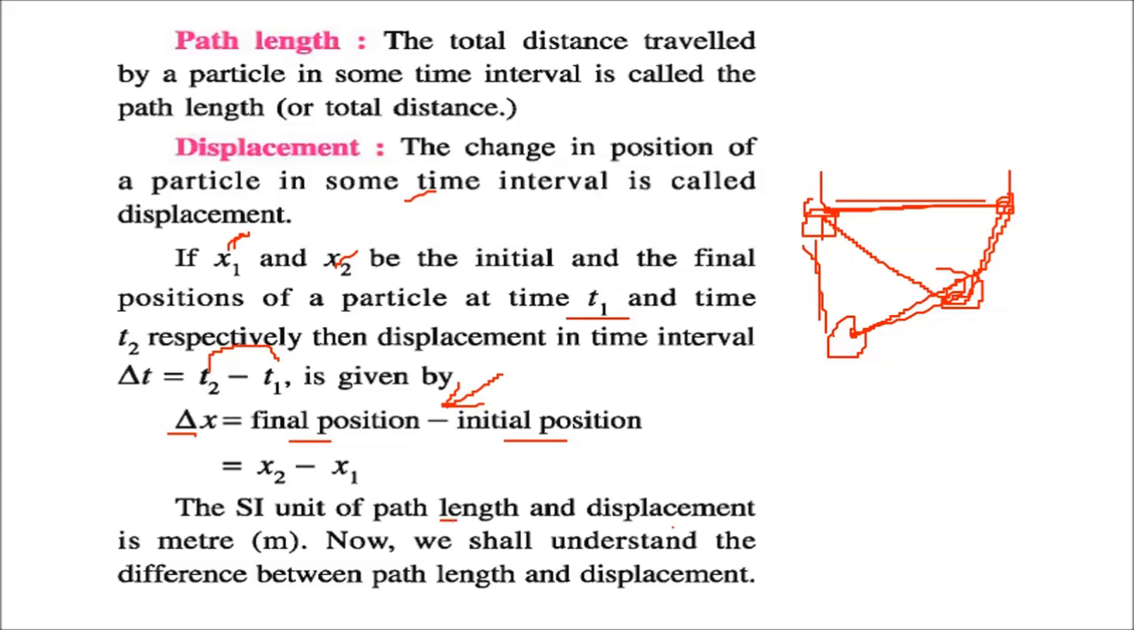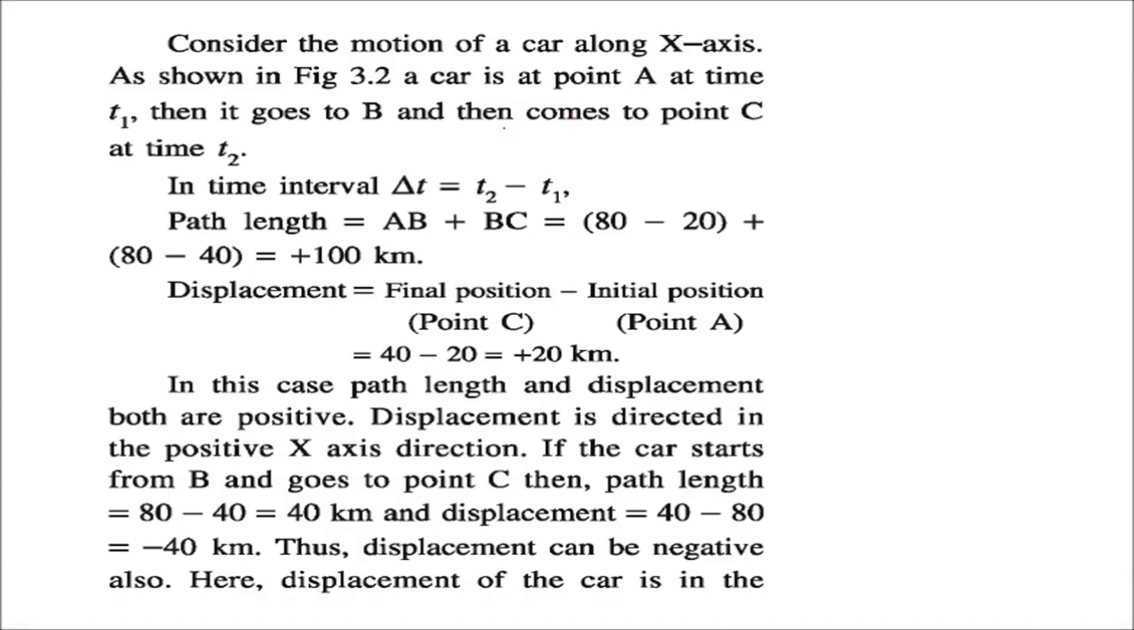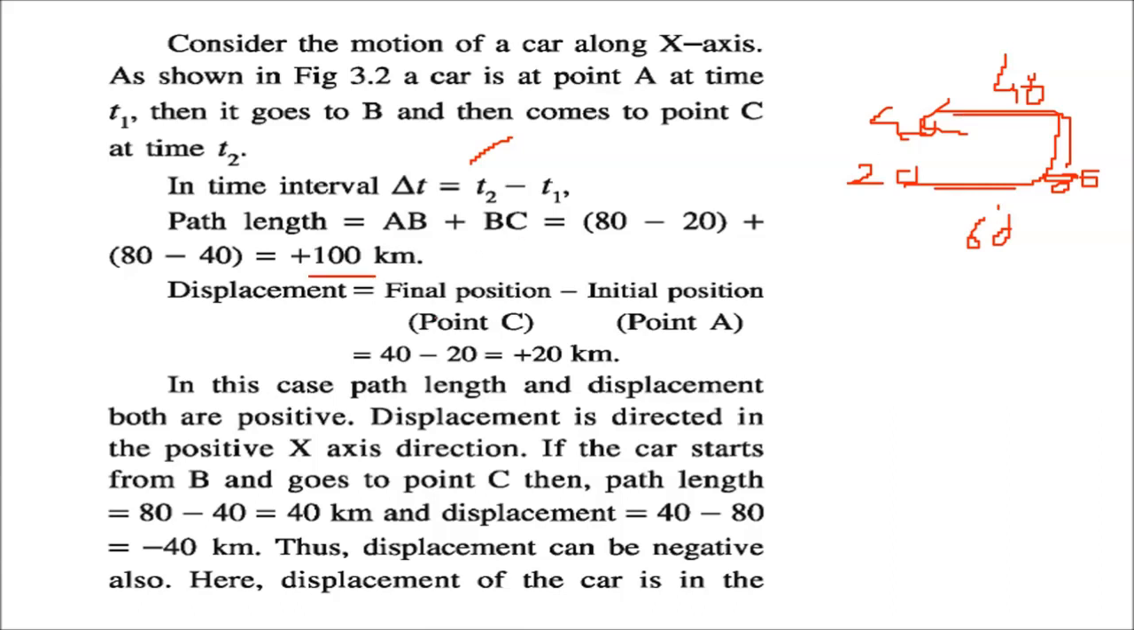The SI unit of both path length and displacement is the meter. So let us again talk about the difference between distance and displacement. Now the time interval was t2 to t1 in the discussion we had. The path length was what? Let us see. From 20, the object moved till 80. So what is the distance? That is 60. Now again it moved back from 80 to 40. What is the distance covered? That is 40. So 40 plus 60, this is the total distance covered. So 100 is the correct path length.